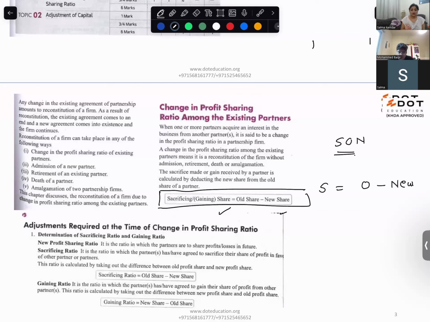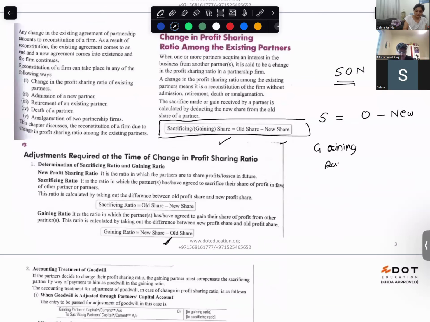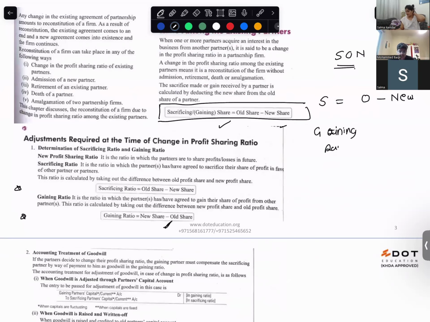Now, there might be a situation where the partners don't just sacrifice, they can also gain. If one partner is going away, his share could be gained by the other partner, right? Yes, ma'am. So we also find out the gaining ratio. The formula for gaining ratio is new ratio minus old ratio. So there are two formulas that you need to know: sacrificing ratio is old minus new, and gaining ratio is new minus old. Just write.